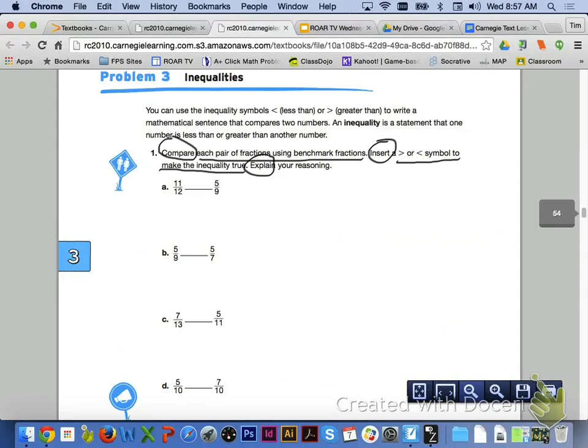Let's skip over to problem 3 on page 146 and talk about inequalities. You can use the inequality symbols less than or greater than to write a mathematical sentence that compares two numbers. An inequality is a statement that one number is less than or greater than another number. Number 1 tells us to compare each pair of fractions using benchmark fractions. Insert a greater than or less than symbol to make the inequality true, and then finally explain your reasoning. So go ahead and get started by answering letter A through D with your group members.